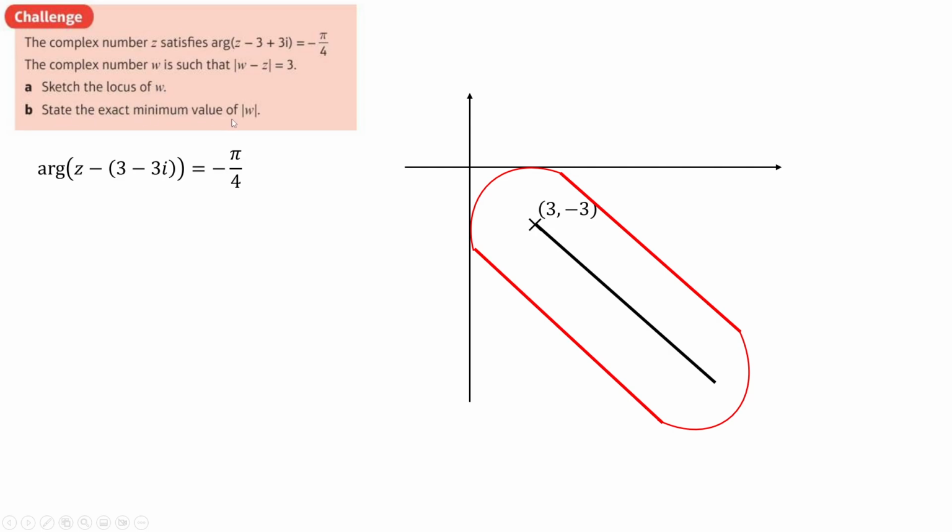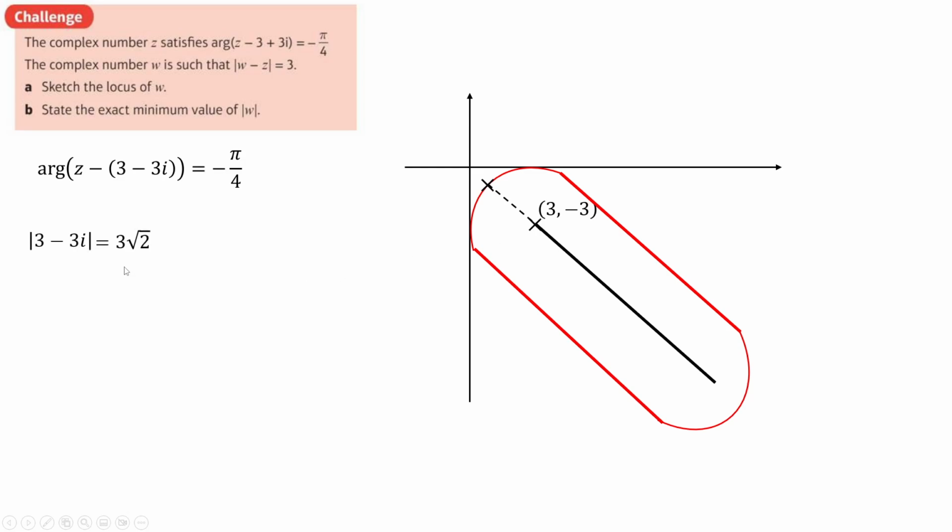State the exact minimum value of w. Now, careful, this says w minus 0, technically. So it's just saying from the point 0, 0 to w, so any of this red part here. When is that minimum? Well, it's clearly just going to be from here to here. Now if you think about the full length from here to here, this is the point 3 minus 3i. So we're going down 3 and we're going across 3.